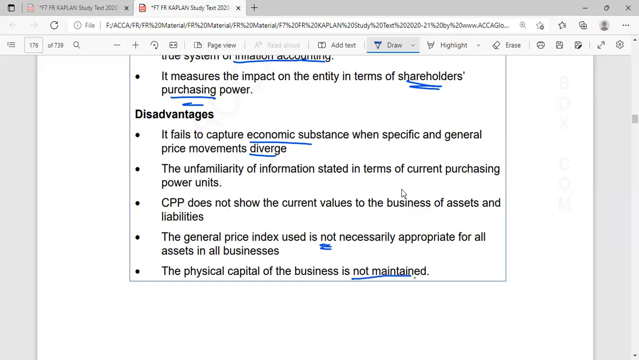Why is the physical capital not maintained? Because everything is adjusted to the changes in prices, so automatically those are recorded generally at fair value. Then some inflation gains are there, but that inflation is not available physically. Those are not available in physical cash.